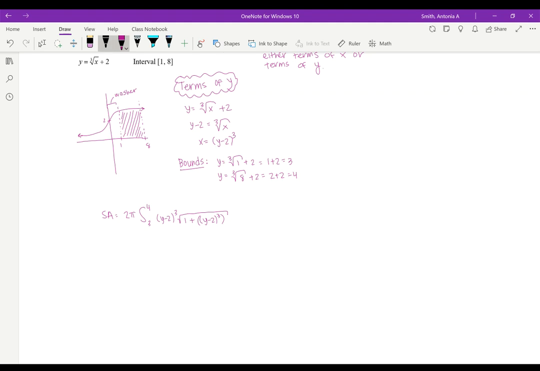Oh, I messed up. Sorry, guys. In our arc length formula, this is where our derivative goes. So let's do x prime real quick. That was the one piece I forgot beforehand. I'm sorry. So x prime, chain rule. So 3 times y minus 2 squared times the derivative of the inside, which is just 1. So in here we have 3 times y minus 2 squared, all squared, dy.